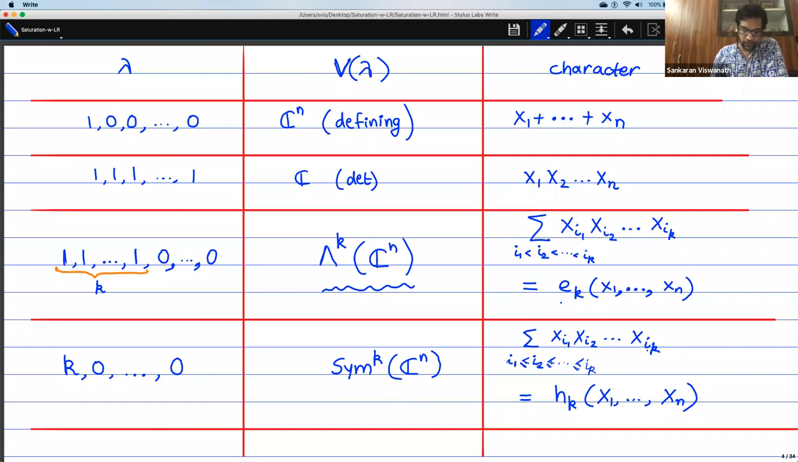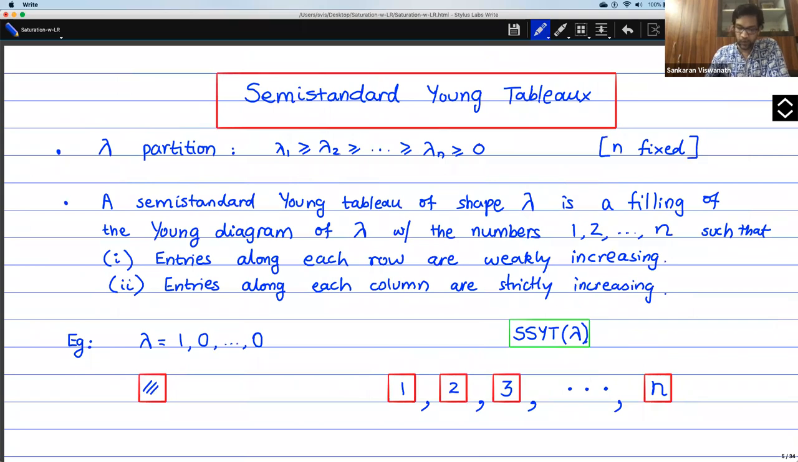And sort of dually, if you take the partition (k, 0, 0, 0), then that's the kth symmetric power, and there the eigenvalues are the same as the earlier thing with the strict inequalities replaced by less than or equal to. That gives you what's called the kth complete homogeneous polynomial. Okay, so now let me talk about semi-standard Young tableaux.